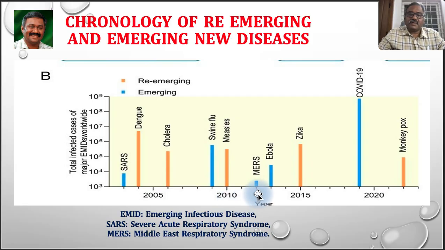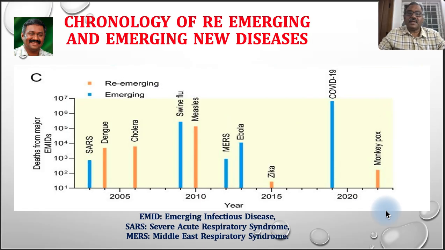Almost 10 to the power of 3.5 people got Middle East respiratory syndrome in 2012. And in 2013, almost 10 to the power of 5 people got Ebola infection. In 2015, almost 10 to the power of 6 people got Zika infection. In 2019, 10 to the power of 9, that's about 100 crore people, got COVID-19 infection. And in 2022, almost 10 to the power of 5 people got monkeypox. So that means year by year we are getting so many diseases.